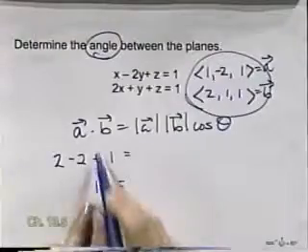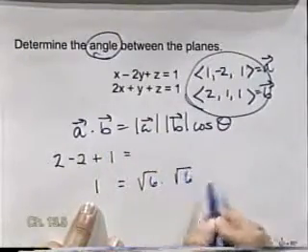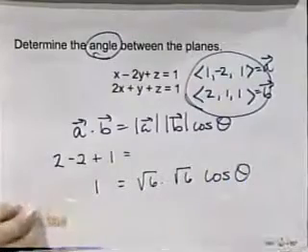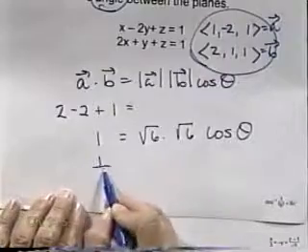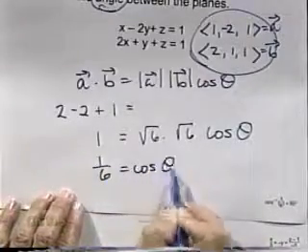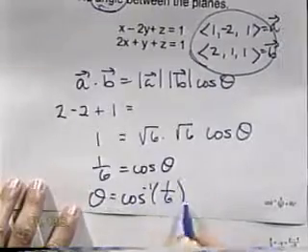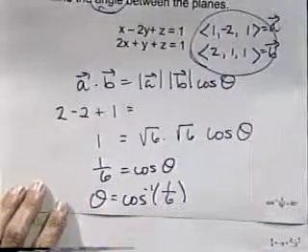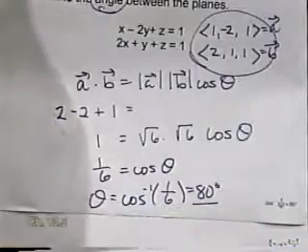So we have 1, which is A dot B, is equal to the magnitude of A times the magnitude of B times the cosine of the angle between them. So square root of 6 times square root of 6 is 6. So I have 1/6 is the cosine of the angle, or the angle is inverse cosine of 1/6. To save me some time on the calculator, if you do that in your degree mode, take my word for it, 80 degrees is the angle. Okay, no problem.